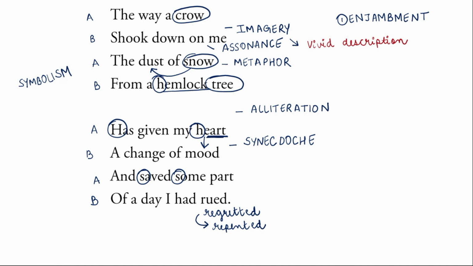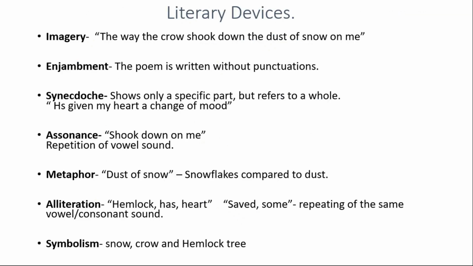So first I wanted you to learn the literary devices, and now I'm going to discuss the poem in detail. If you see here, I have written all the different literary devices that are used and the meanings of them. For example, imagery is used in the line, the way the crow shook down the dust of snow on me. Here we can imagine the situation.